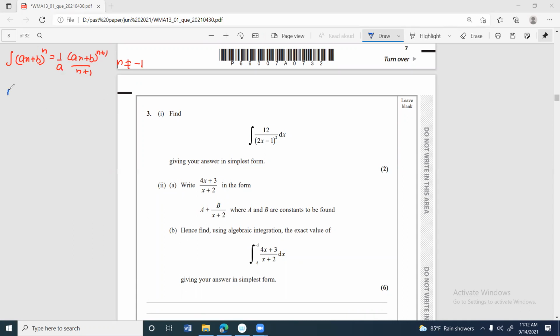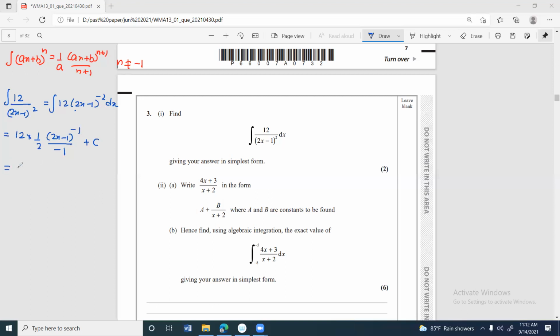Here you need to integrate 12 divided by 2x minus 1 to the power 2. This is similar to integrating 12 times 2x minus 1 to the power minus 2 dx. Then we can do the integration using the above formula: 12 into 1 over 2, times 2x minus 1 to the power minus 2 plus 1, which is minus 1, divided by minus 1, plus C is the answer.